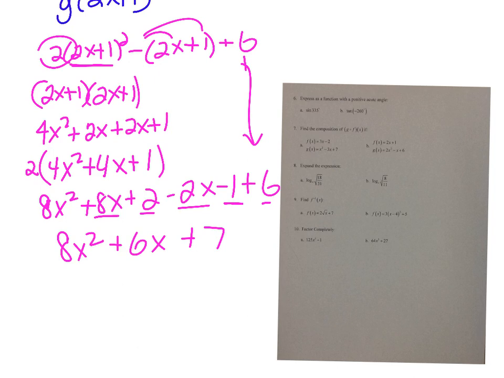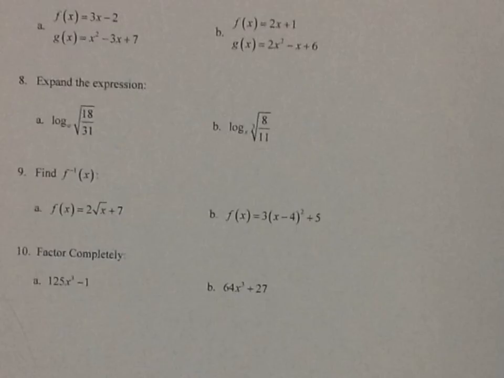Okay, so let's take a look at number 8. We're expanding the expression. We have log base A of the square root of 18 over 31. Remember, the first thing you can do is change this to exponential form. A square root is a 1/2 power. So it's going to be log base A of 18 to the 1/2 power over 31 to the 1/2 power.